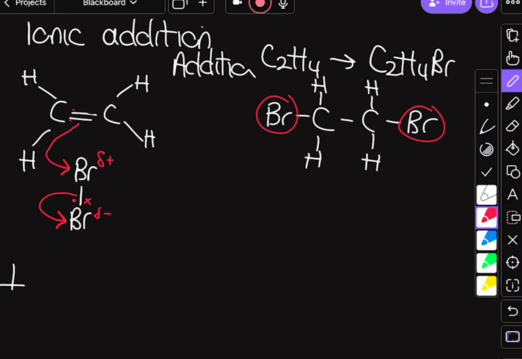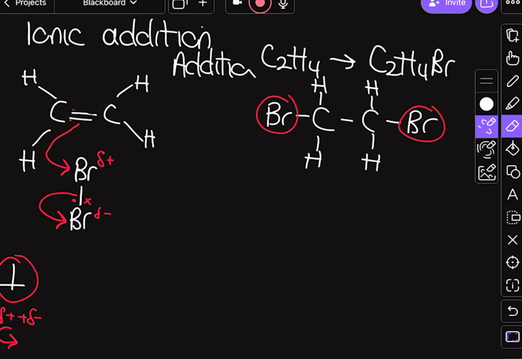So we have 3 things that we always have to put in. We have to put in our perpendicular bromine to the ethene double bond, we have to put in the delta plus and the delta minus, and we have to use these curly arrows. So those 3 things are really important for the first diagram.